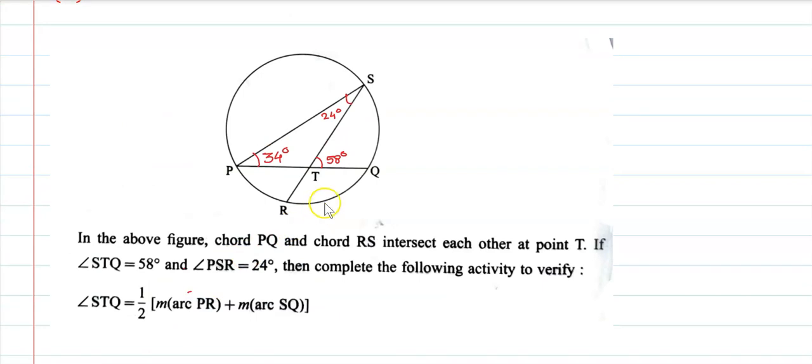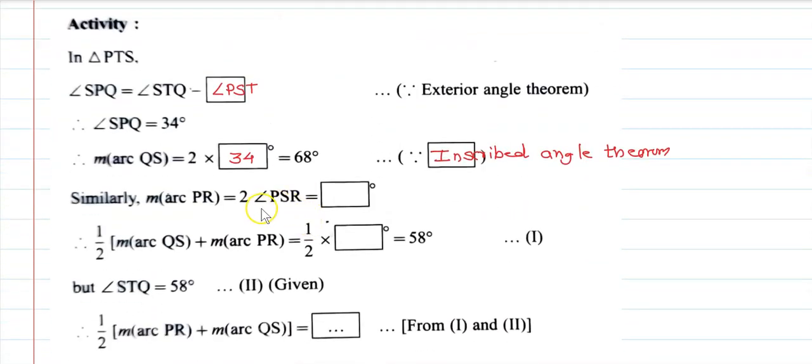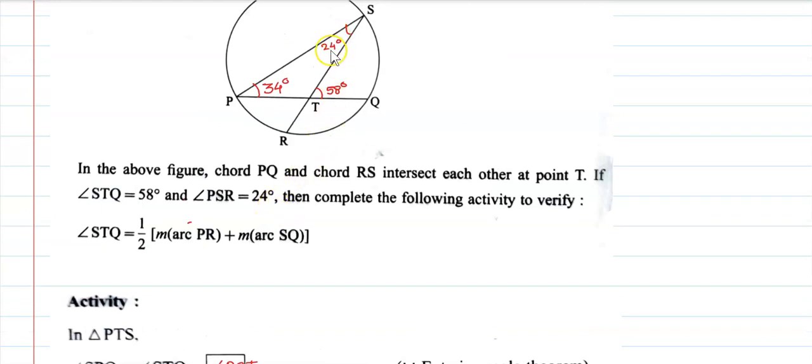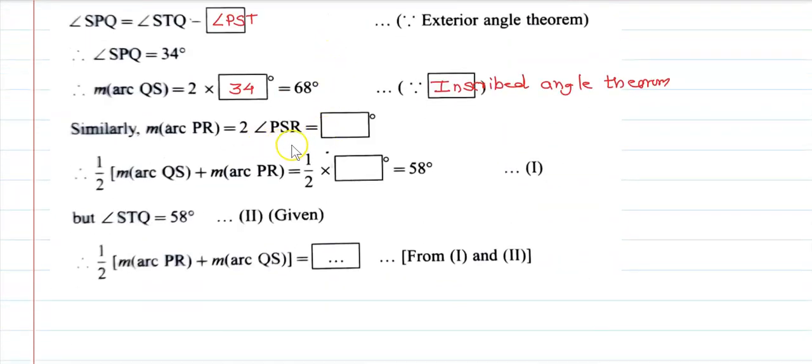Similarly, measure of arc PR is equal to 2 times measure of angle PSR. But what is the measure of angle PSR? It is 24. Therefore, 24 into 2, you will get 48 degrees. Now therefore 1 upon 2 into measure of arc QS plus measure of arc PR is equal to 1 upon 2 into the sum of these two, that is 116. Divided by 2, you will get 58.